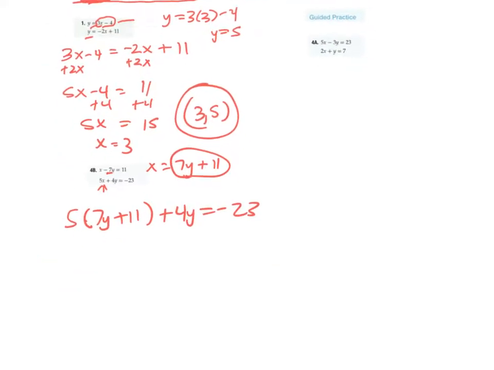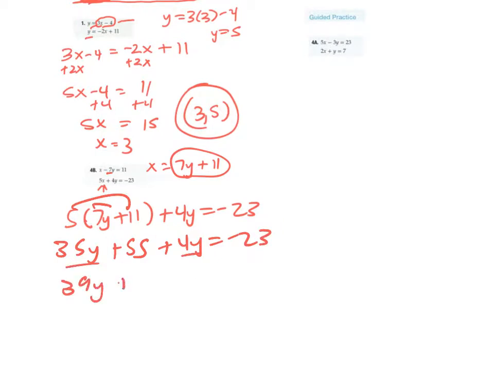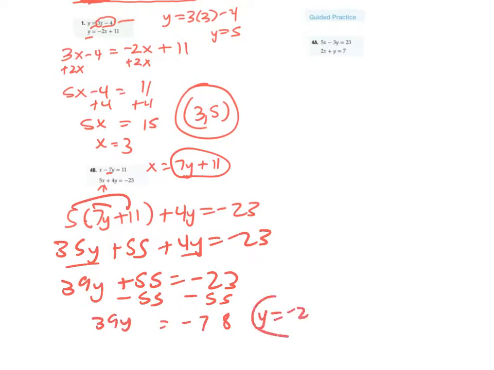So if I solve this equation, I'll distribute: 35y plus 55, plus 4y equals negative 23. So I combine my like terms. These are like, so that's 39y plus 55 equals negative 23. Minus the 55, I would get negative 78 equals 39y. So y will equal negative 2 if I solve that.